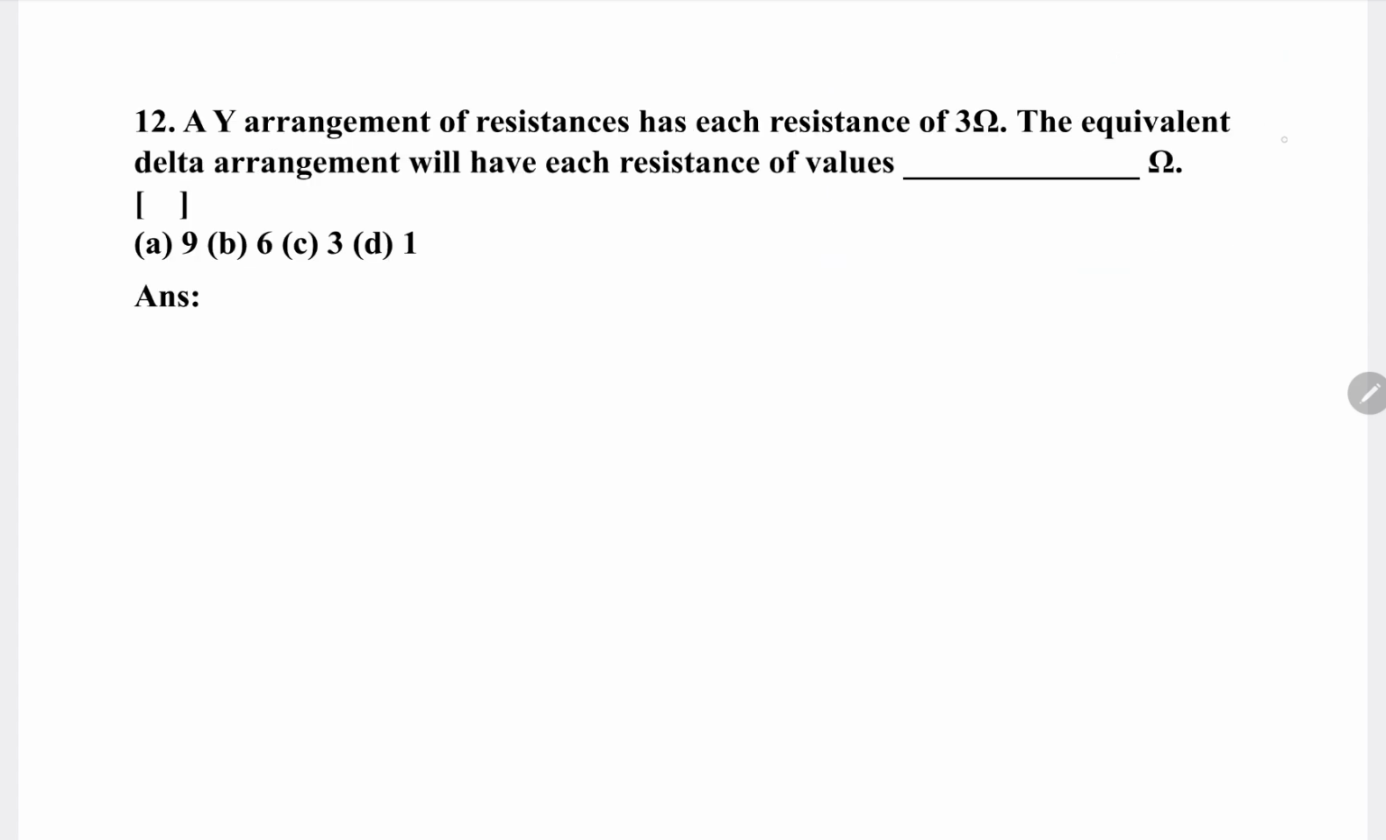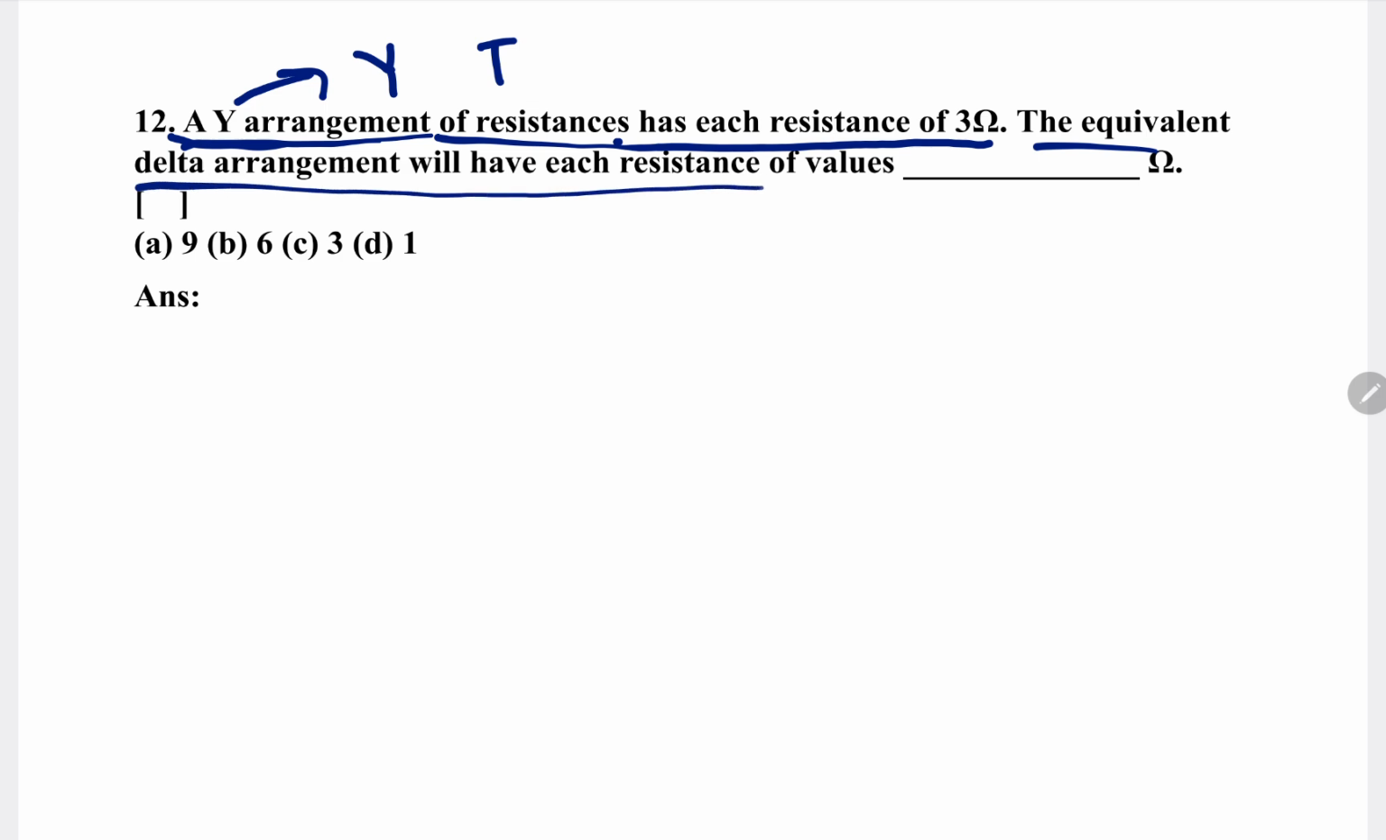Next question, that is question number 12. A star arrangement. The symbol represents a star connection, or it is also called a T connection. A star arrangement of resistances, each has a resistance of 3 ohm. The equivalent delta arrangement will be how much?